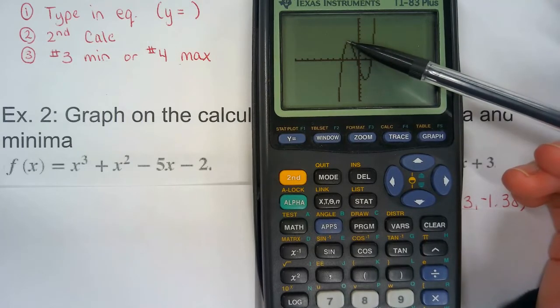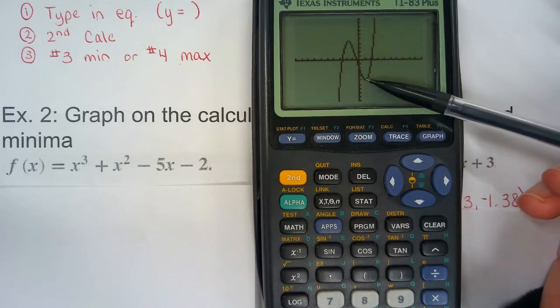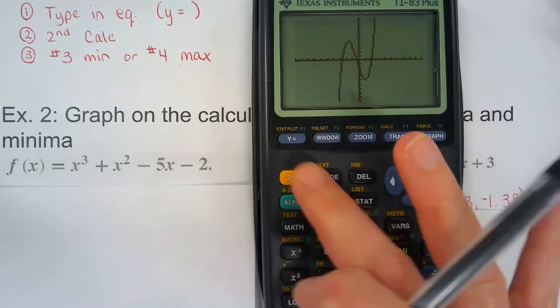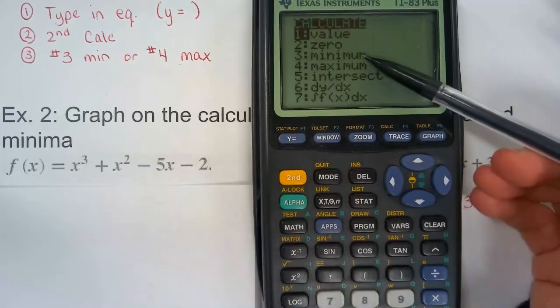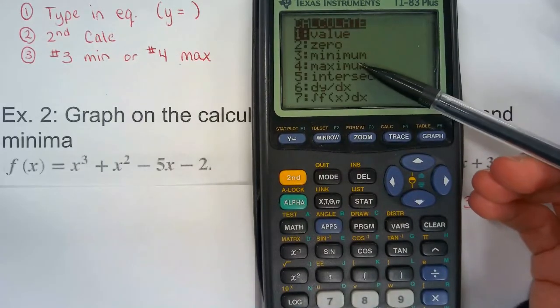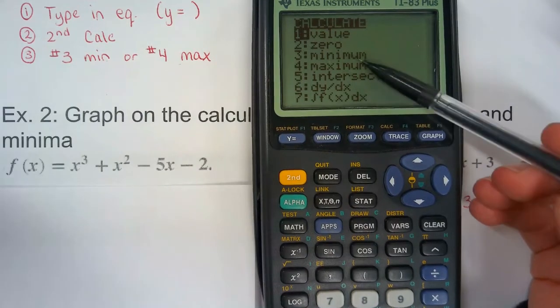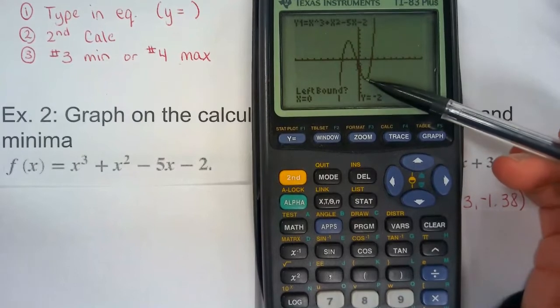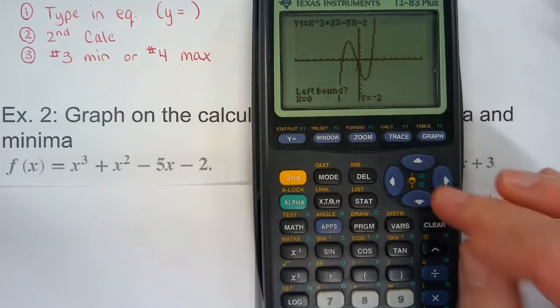So this would be a relative maximum because it's a higher point. This would be a relative minimum because it's a lower point within that valley. So I'm going to second calc. Here are where my 2 maximum and minimum buttons are. Now you have to pay attention. So if I'm using number 3, the minimum, I have to make sure I'm left and right of the minimum on the graph. Otherwise, you're going to confuse the calculator.